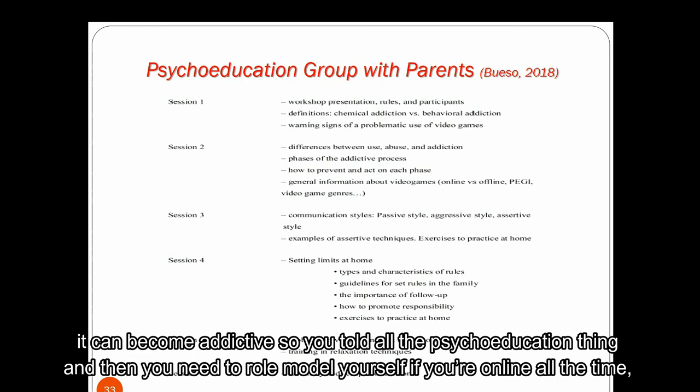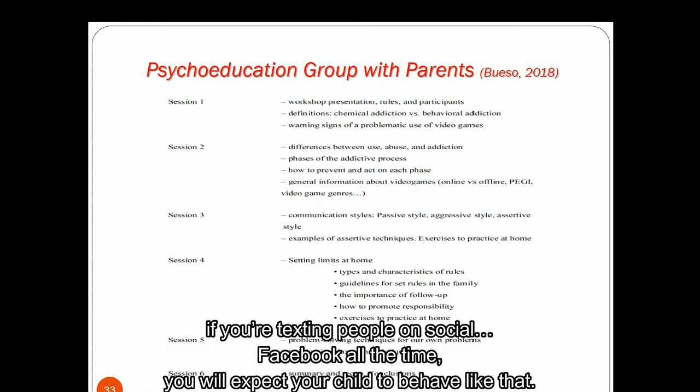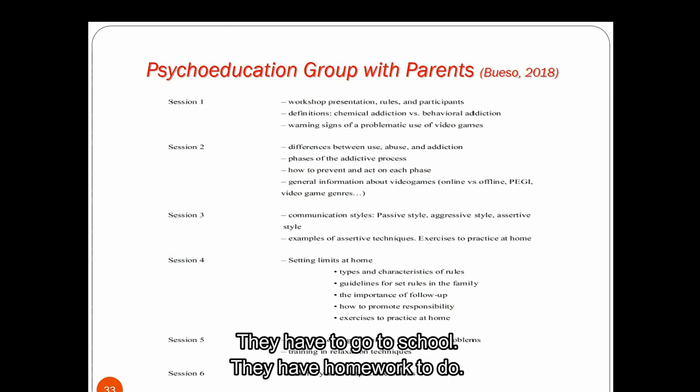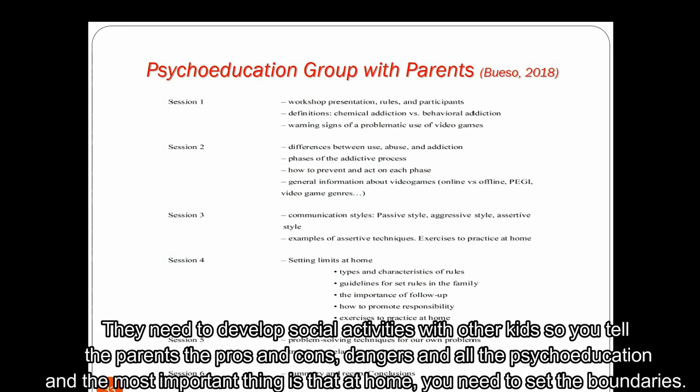If you are online all the time, if you are texting people on WhatsApp, Facebook all the time, you will expect your child to behave like that. Okay, and for you, you may have more time, but children are at a learning stage. They have to go to school. They have homework to do. They need to develop social activities with other kids. So you tell the parents the pros and cons, the dangers, and all the psychoeducation.